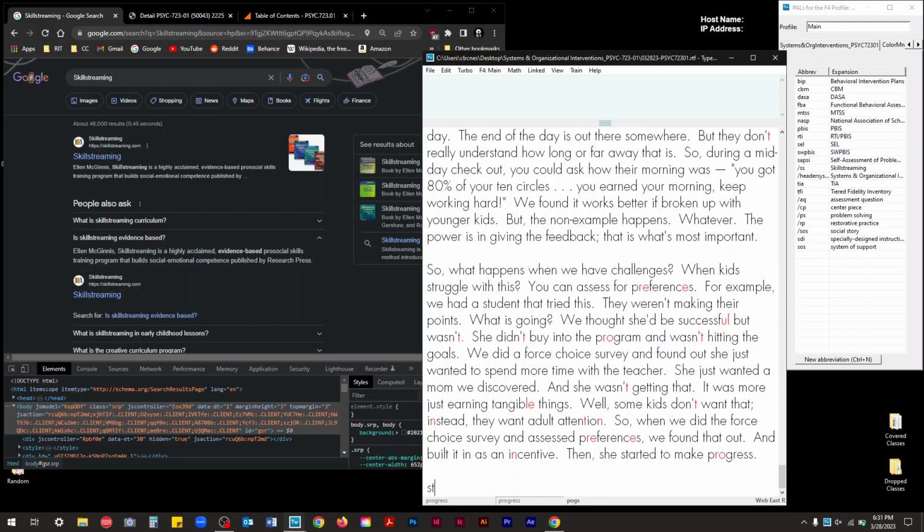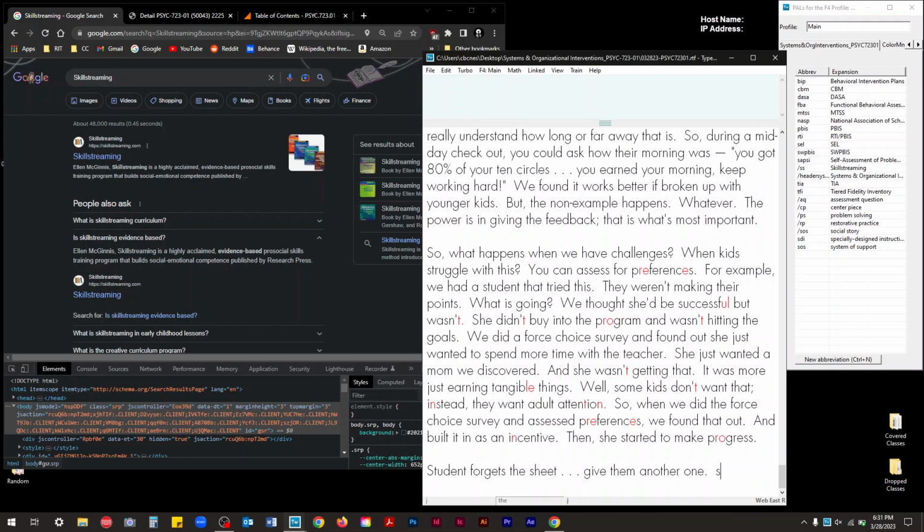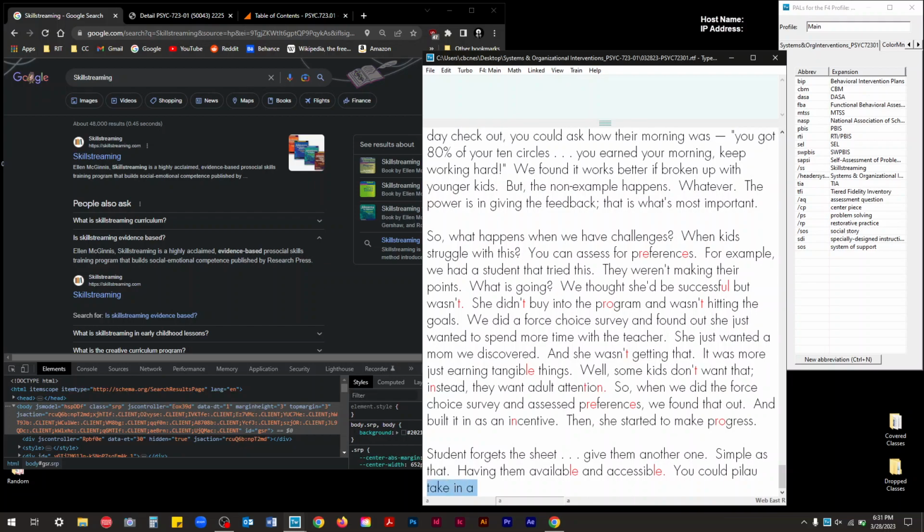Student forgets the sheet, give them another one. It's as simple as that. I lost it. Oh, here's another one. Having them available and accessible is important. Is there anything I can do to help with that? Can I put it in a folder? Is there any way to really support that student? But ultimately, give them another sheet. Right? As simple as that.